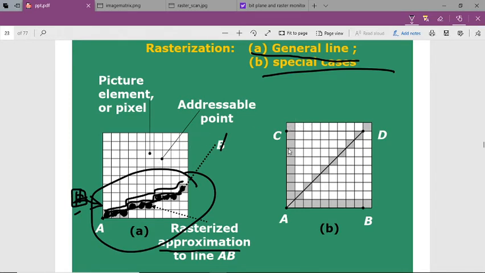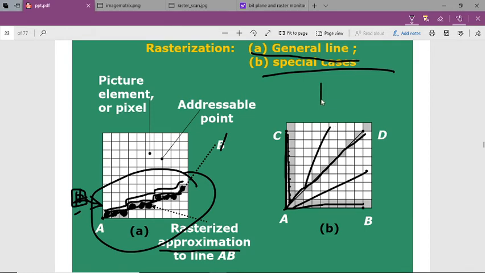When you have to draw a line vertically, like from A to C, you are sure that all these pixels must be switched on. When you switch on these pixels, a line comes. Here you will see no staircase or jaggies. So whenever you have to draw a line horizontally, vertically, or inclined at 45 degrees, then jaggies and staircases will not occur. But for every other line, jaggies will occur.